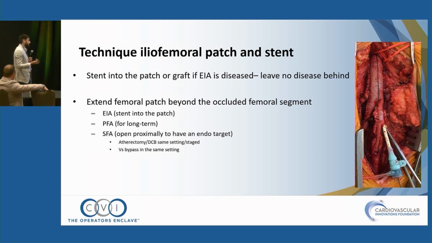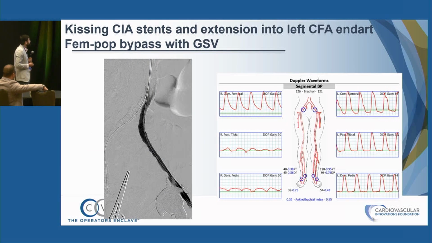It's also not just an iliofemoral, it's almost always an ilio to profunda endarterectomy in my patients. And then you definitely want to try to open a stump of the SFA if you're not going to treat the outflow at that time. You want to give yourself a chance to be able to get into that SFA later, or go ahead and just right there treat the SFA or do a bypass.